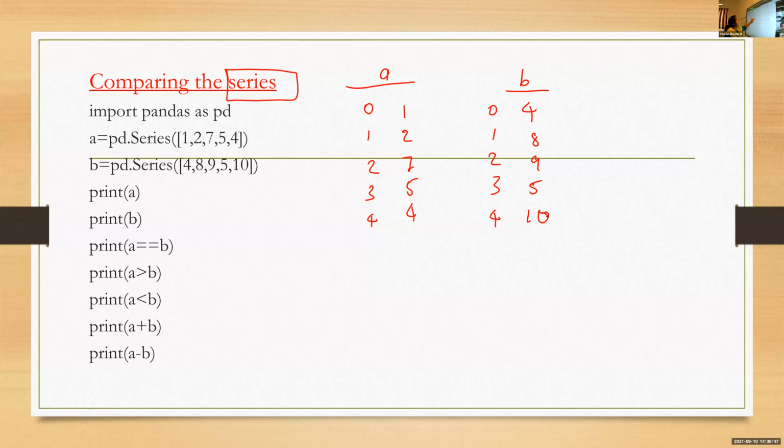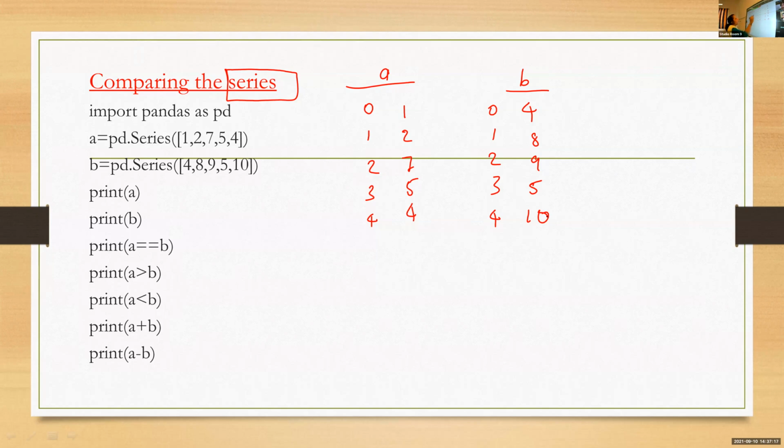Here I'm using the default index values and the data values are 1, 2, 7, 5, 4. Then B, the index values are the default index values. The values are 4, 8, 9, 5 and 10. Then the next statement is comparing these two series, that is A equal to B. The statement is used for checking if A and B are equal.